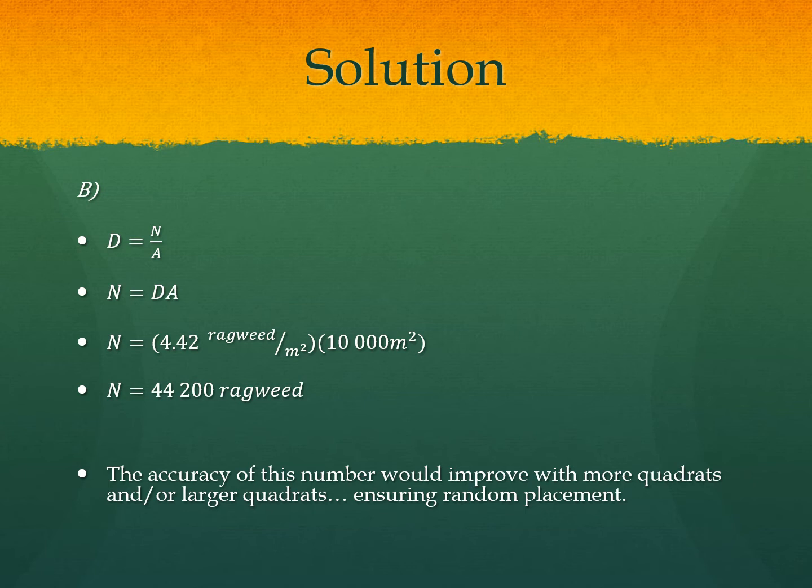So the idea here is the larger the sample size, with more quadrats or larger quadrats, we're sampling a larger area. So we have a bigger sample size, and a larger sample size is going to improve the accuracy of our numbers.